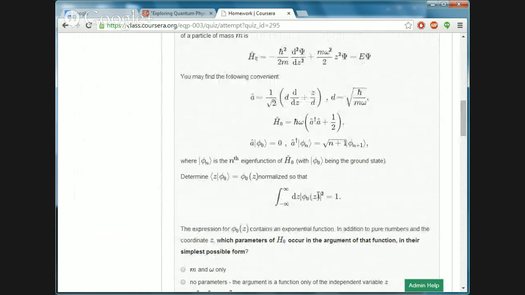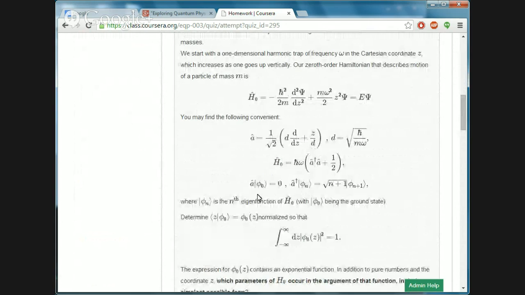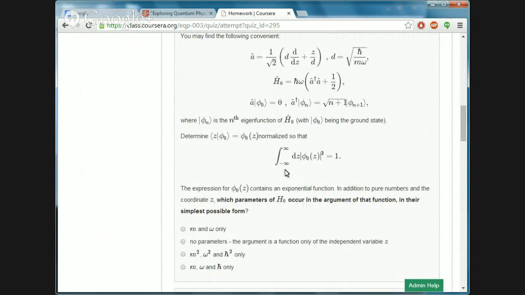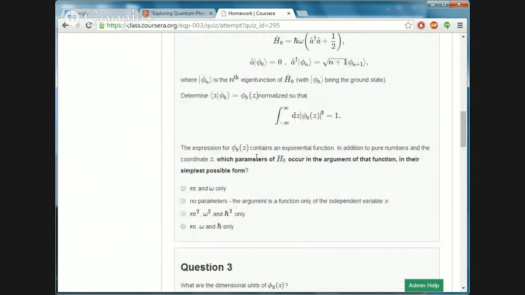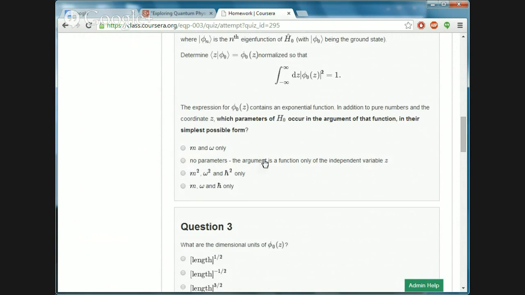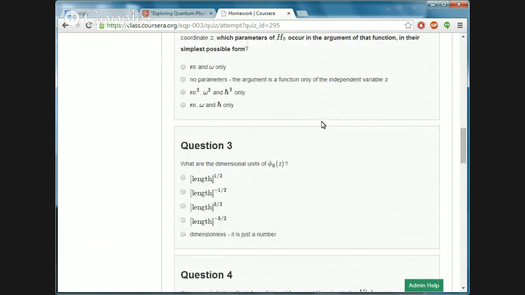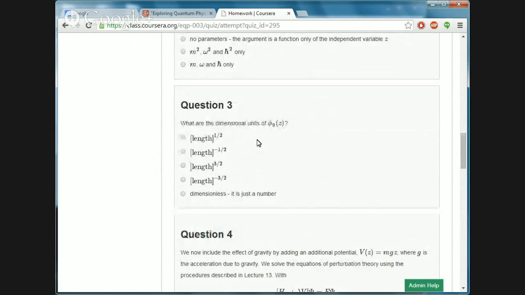It asks a question. So we're going to find the eigenfunctions of the original Hamiltonian that satisfies this equation, and it asks for the form of the eigenfunction. The one-dimensional oscillator has an exponential function with pure numbers in z. Which parameters of the Hamiltonian occur in the argument of that function in their simplest possible form? So this is just going to be solved by dimensional analysis. What are the dimensional units of that function?